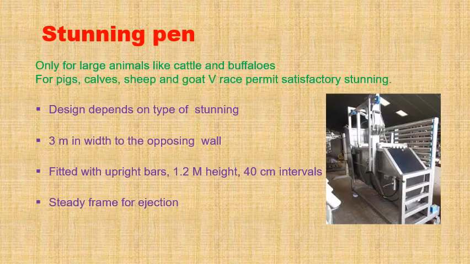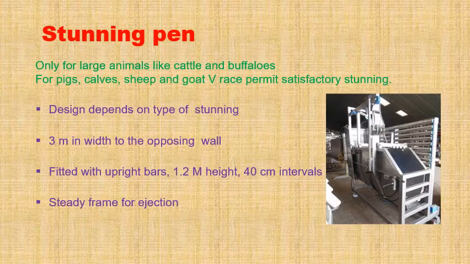Stunning pen. From the lairage through the V-race, the animal reaches the stunning pen, that is the first part of the slaughter hall, for which I have explained different parts of the slaughter hall for different activities. Only for large animals like cattle and buffaloes is a separate stunning pen more required, whereas for pigs, calves, sheep and goat, the V-race itself is suitable for doing the stunning just before entering the bleeding area.